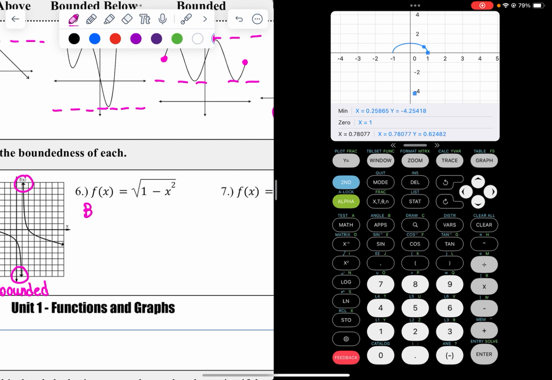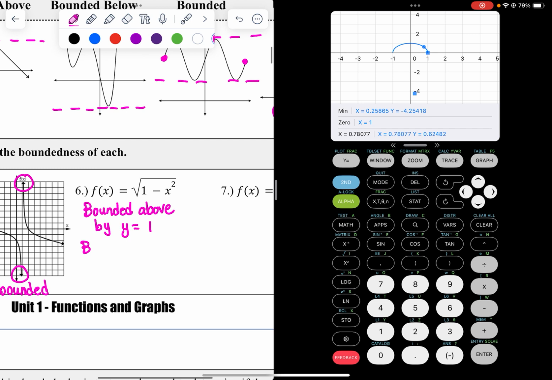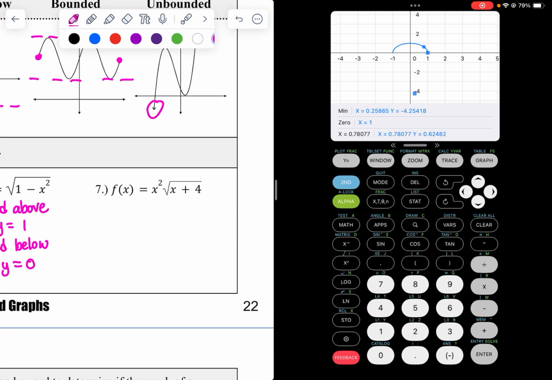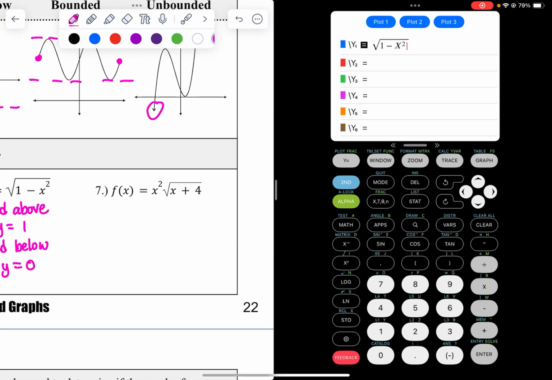So we will say bounded above by y equals 1, bounded below by y equals 0. That function is trapped between those two values and never goes above or below them. All right, so let's take a look at this next one. So clear it out. We've got x squared. Again, we need square roots, so second x squared, x plus 4.